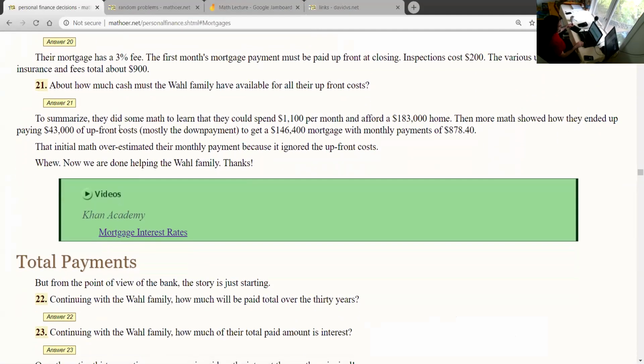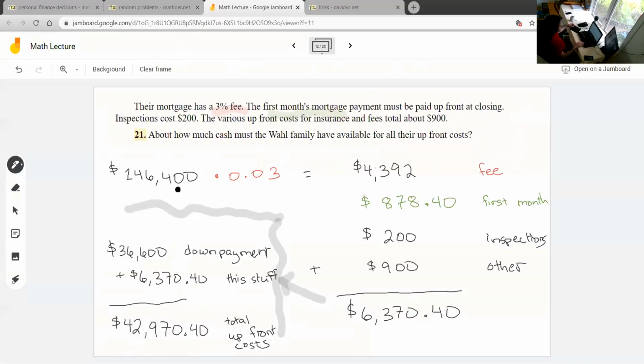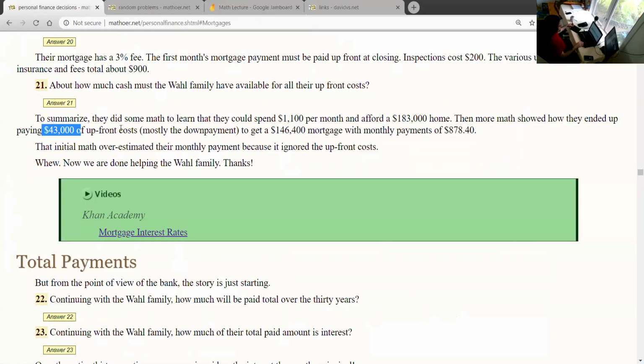Okay, to summarize, we did some math. They could spend $1,100 per month and afford a $183,000 home. But because they had $43,000 roughly of upfront costs, mostly the down payment, what they actually do is get a smaller size loan and smaller size monthly payments, because they have this big financial burden right away that they're trying to deal with.